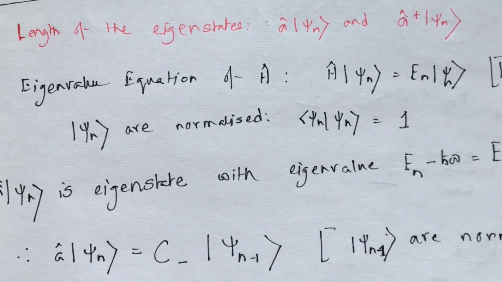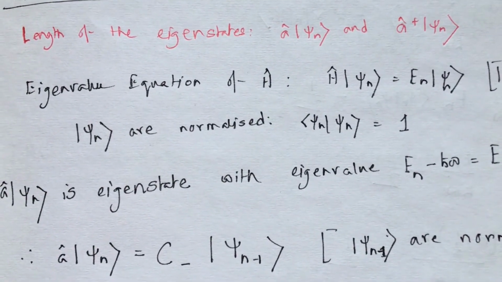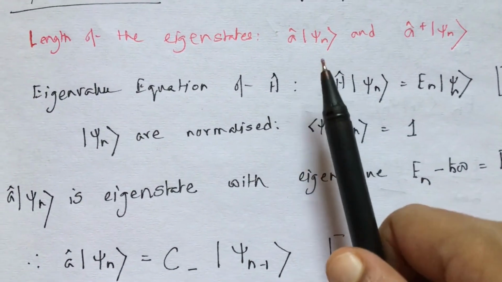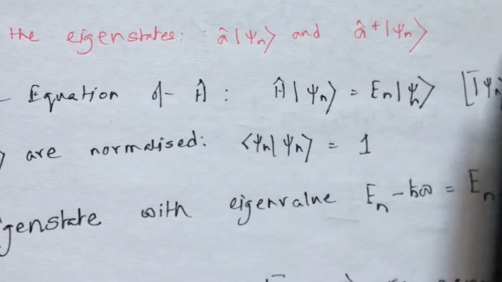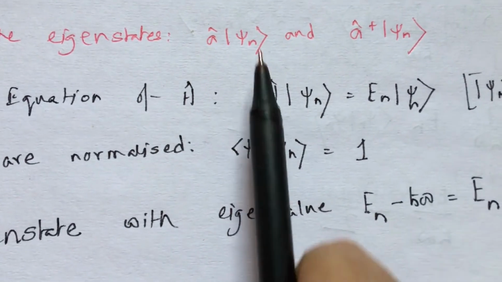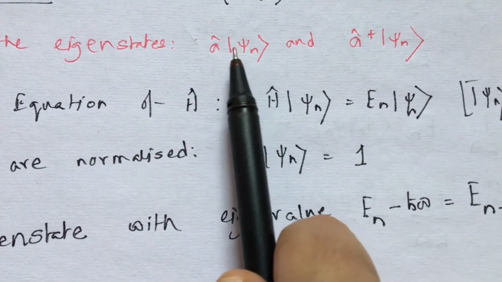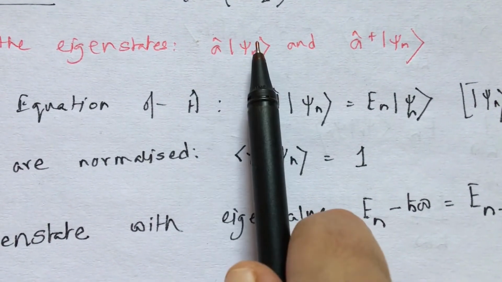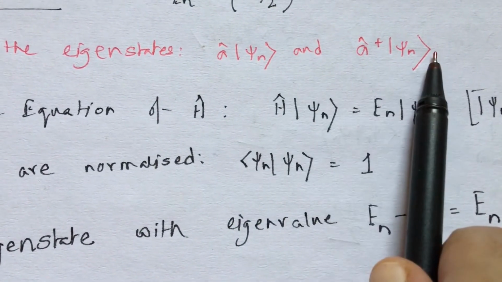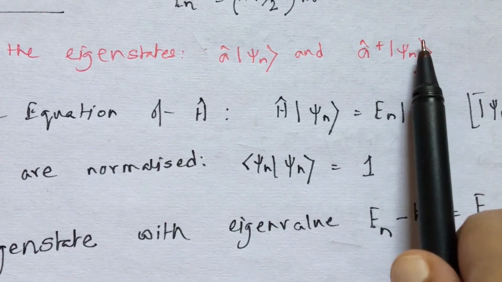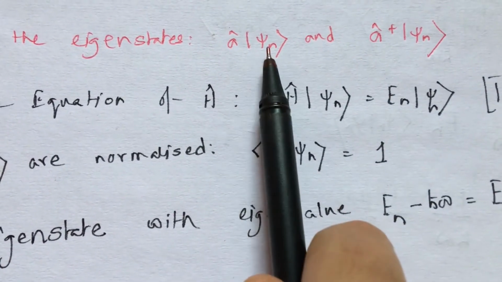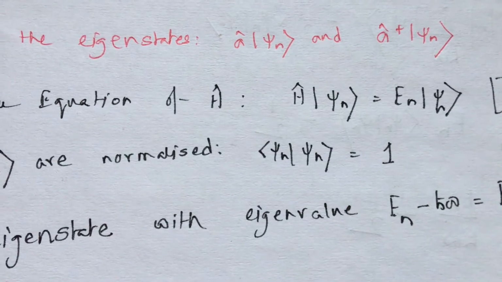Now let's find out the length of these eigenstates, the length of the states. If psi n is the nth arbitrary state, A psi n is an eigenstate, and A dagger psi n is also an eigenstate. What will be the length of these states?